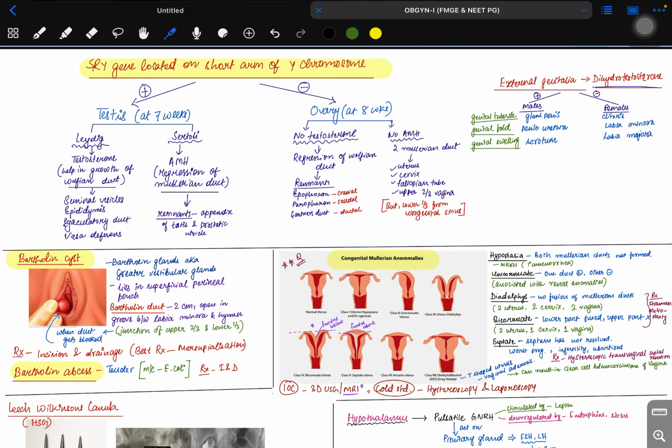So the SRY gene is located on the short arm of the Y chromosome, and if this SRY gene is present, it will form the testes at 7 weeks. If it is absent, it will form the ovary at 8 weeks.